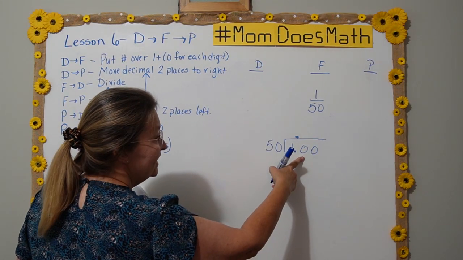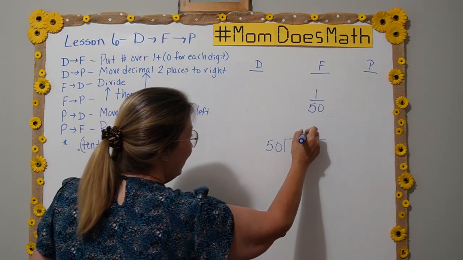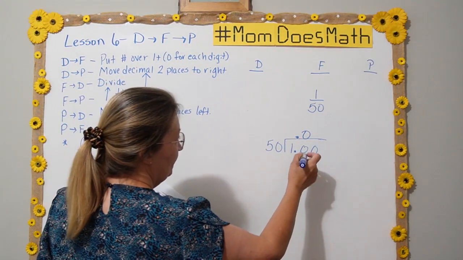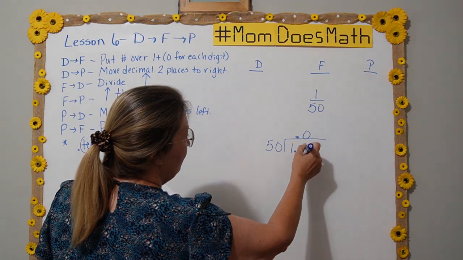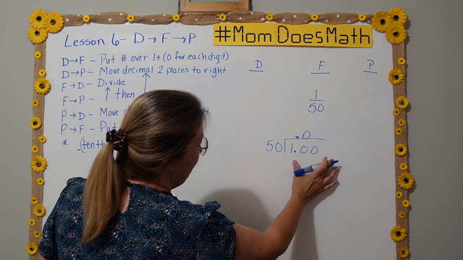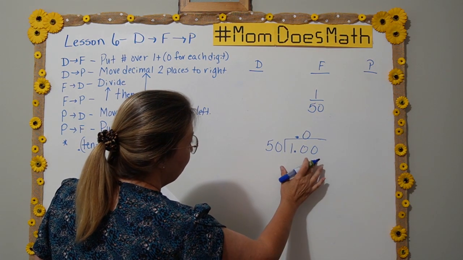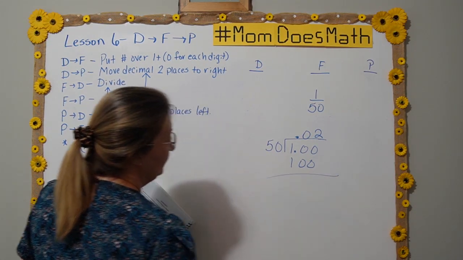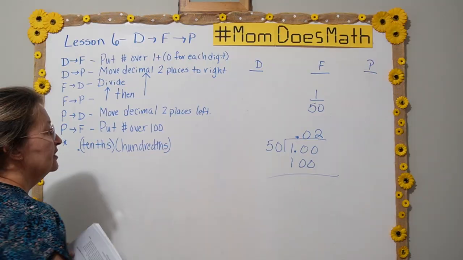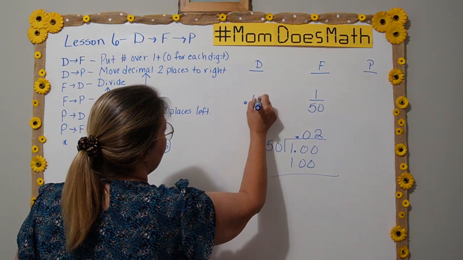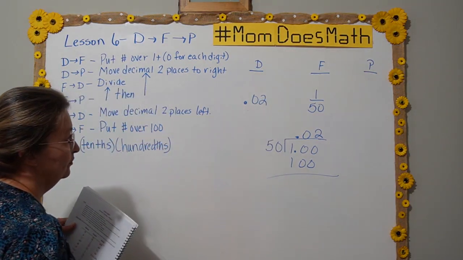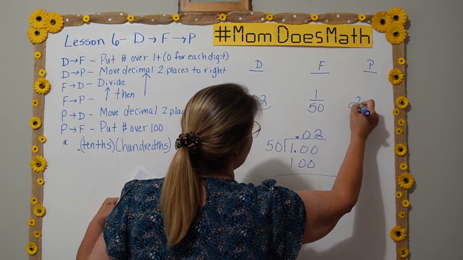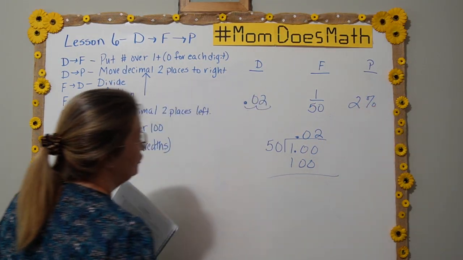50 won't go into 10, will it? But since this is past the decimal, I have to hold that place. Okay, I can't just move over without it. Now, I'm going to move over to the 100 now. How many times will 50 go into 100? Twice. When I multiply, it cancels out. Okay, so our decimal form of 1/50 is 0.02. Now to change it to a percent, you just move the decimal over 2 places, and that gives you 2%.